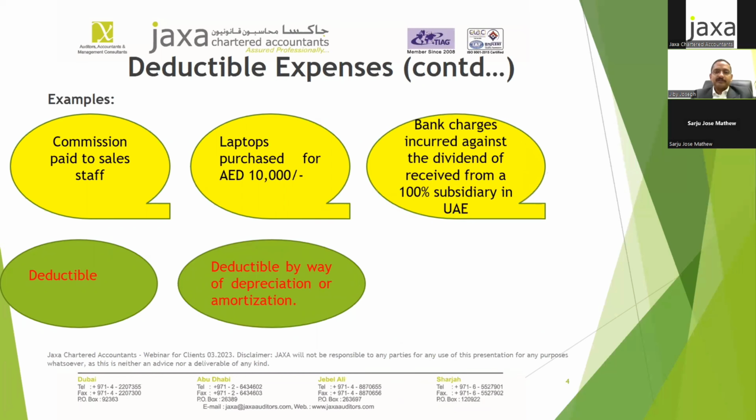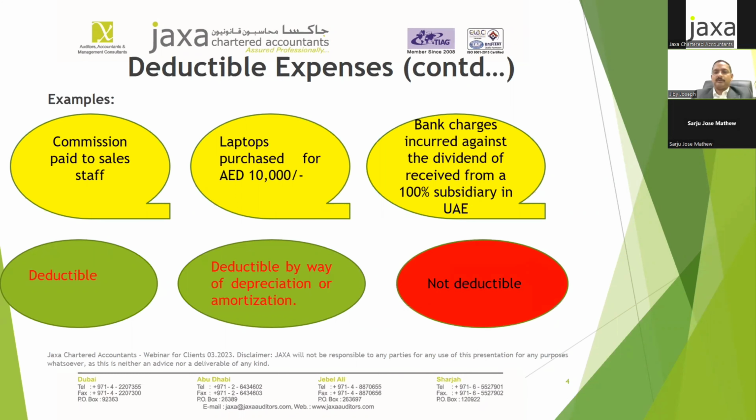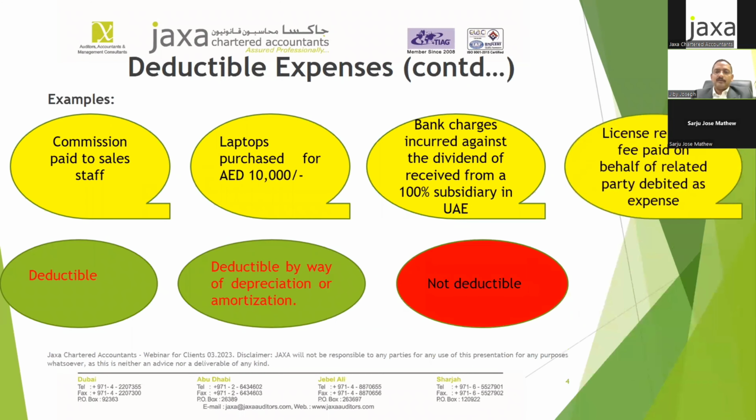Another one: bank charges incurred against a dividend received from a 100% subsidiary in UAE. The dividend received from a 100% subsidiary in UAE is an exempt income, which we will talk about in the coming slides, and hence the expenses incurred in earning an exempt income are non-deductible. Another example is a license renewal fee paid on behalf of a related party, debited as expense in your books of accounts. Again, it is not your business expense, so you cannot claim it while computing the taxable income of your company.